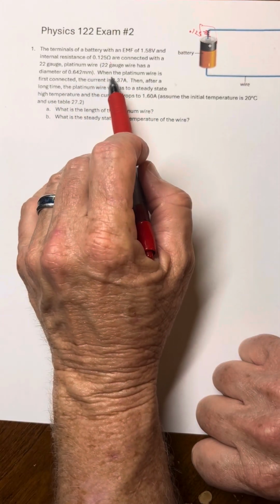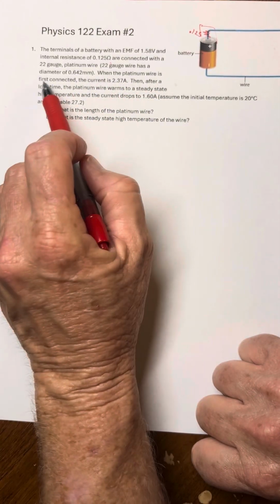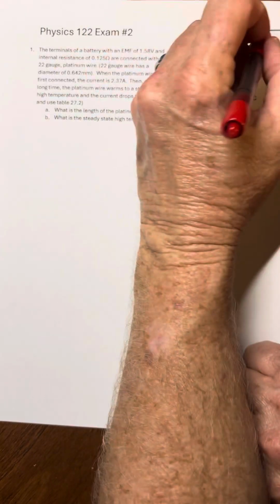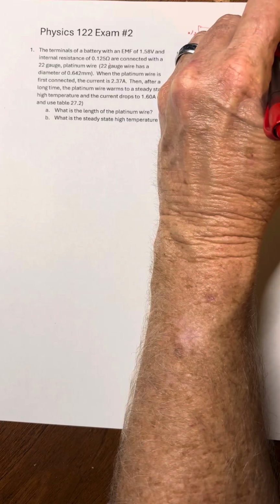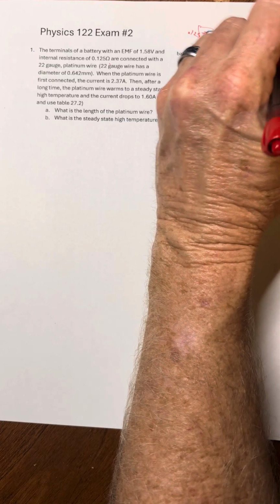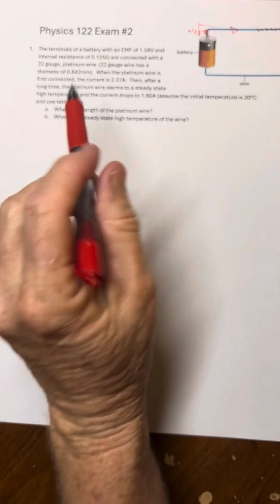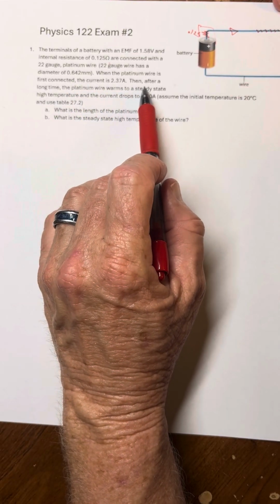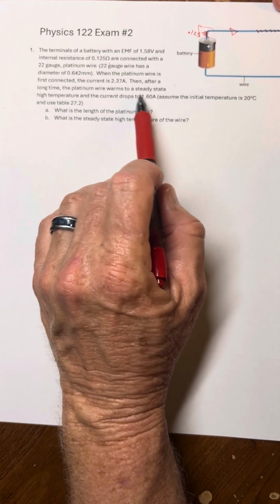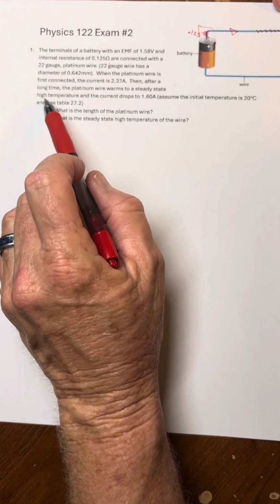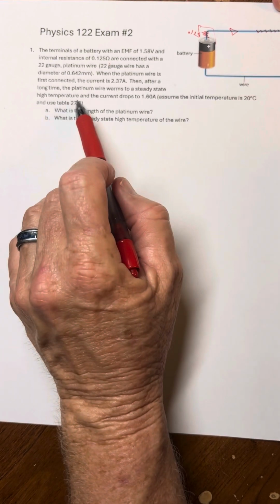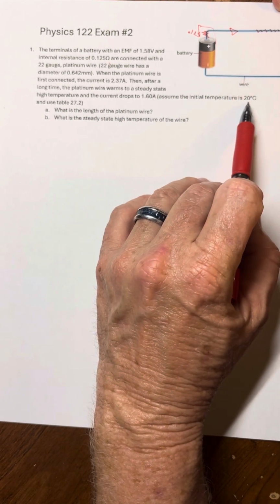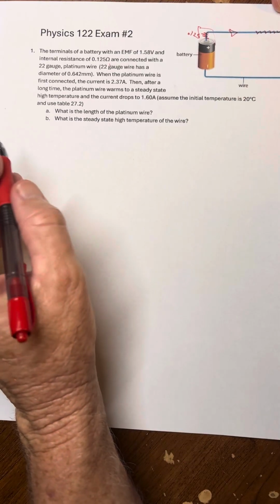22 gauge has a diameter of... When the platinum wire is first connected, the current is going to run through this wire, and keep in mind I'm thinking of this wire as one big long resistor, okay? And it gives a current of 2.37 amps. Then, after a long period of time, the platinum warms up to some higher, steady state temperature, and the current drops down. Assuming an initial temperature of 20 degrees, what is the length?